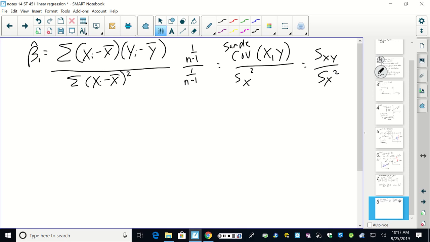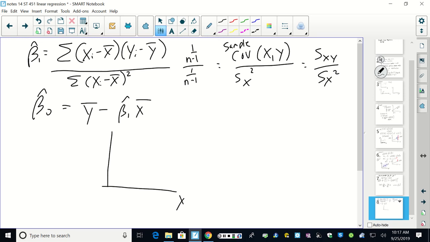That's one solution. Then the second one is written in terms of that: y bar minus beta 1 hat times x bar. So you calculate this one and then you calculate that one. One consequence of the way these things come out, if you have an x bar and a y bar, is that our regression line is going to go through the average point.